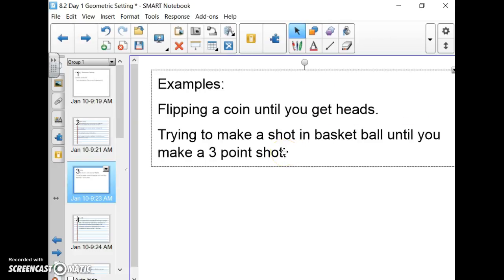Alright, the second example I have here is trying to make a shot in basketball until you make a 3-point shot. So you can keep trying to make different shots, or just keep shooting the same one from the 3-point line or whatever, and your n is however many times it takes you to finally make that shot. I know we have some basketball players in the room, so I wonder how many attempts it would take you to finally get that 3-point shot.